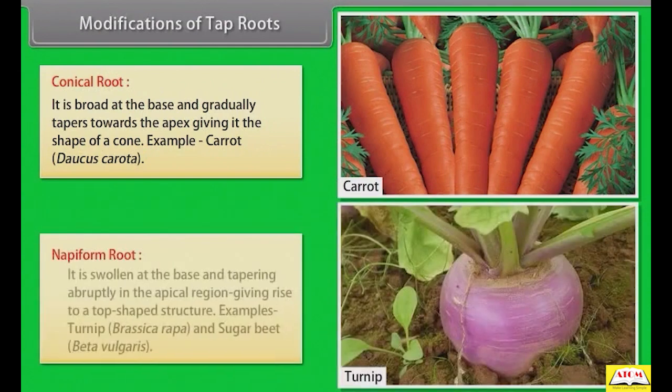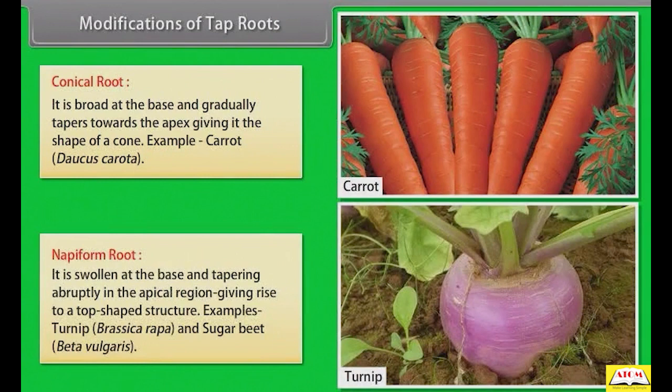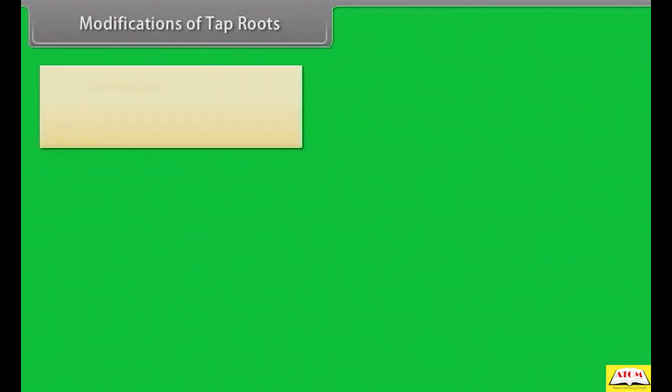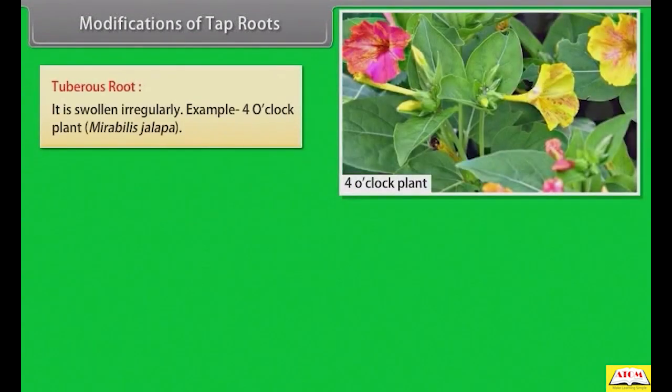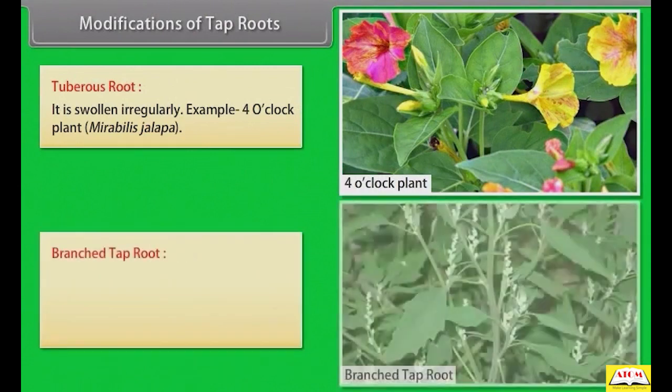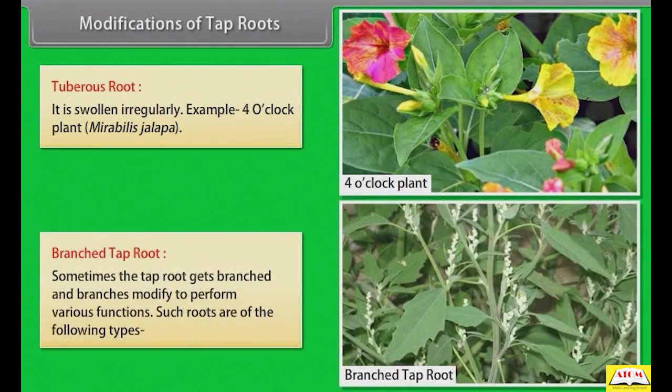Napiform root. It is swollen at the base and tapering abruptly in the apical region, giving rise to a top-shaped structure. Examples, turnip, Brassica rapa, and sugar beet, Beta vulgaris. Tuberous root. It is swollen irregularly. Example, four o'clock plant, Mirabilis jalapa. Branched taproot. Sometimes the taproot gets branched and branches modify to perform various functions. Such roots are of the following types.